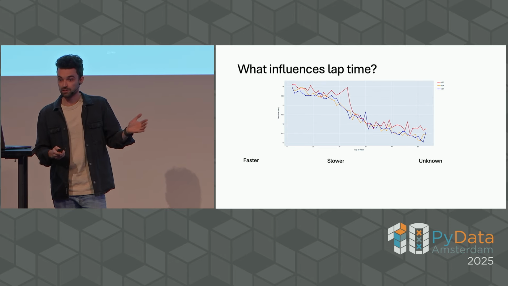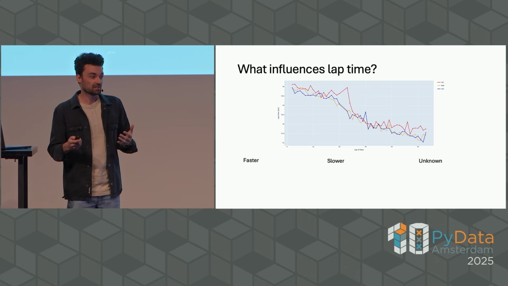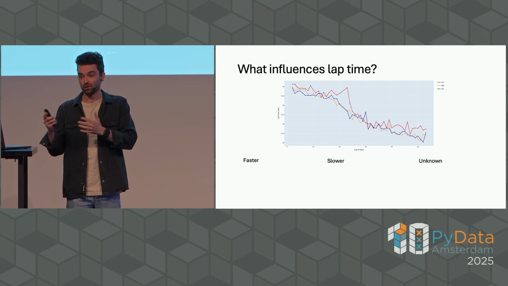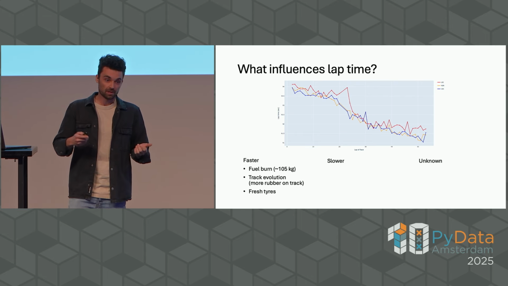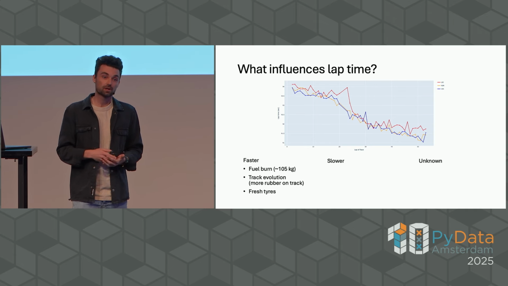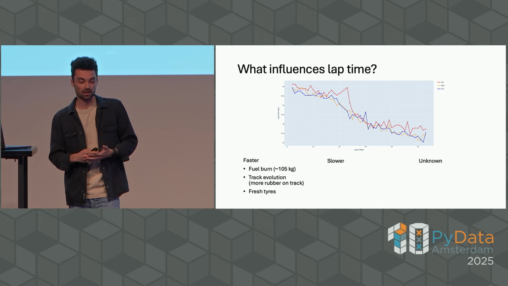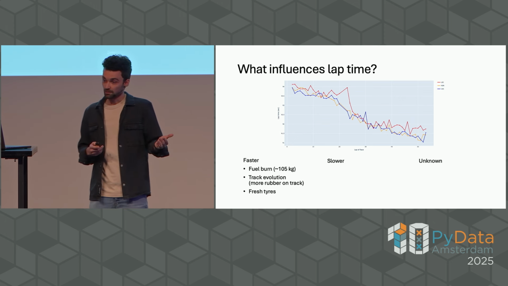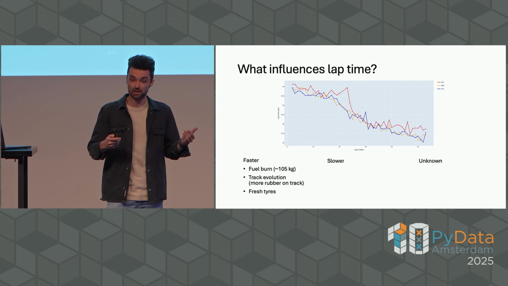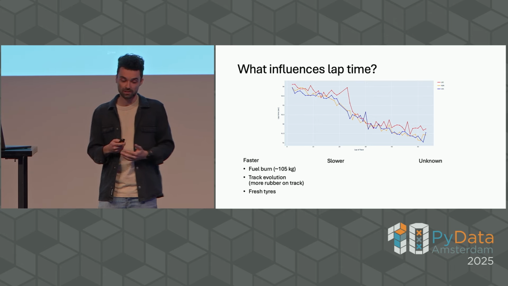This is the time series I just showed on the screen, and there's different components that either make the car go faster, go slower, or have an unknown effect. It can be either way. Fuel burn makes the car go faster. These cars start with around 105 kilos of fuel. They use most of it during the race, so the cars get lighter and therefore faster. There's also track evolution. The tires wear out. This rubber actually sticks to the asphalt, which makes the track go faster over time.